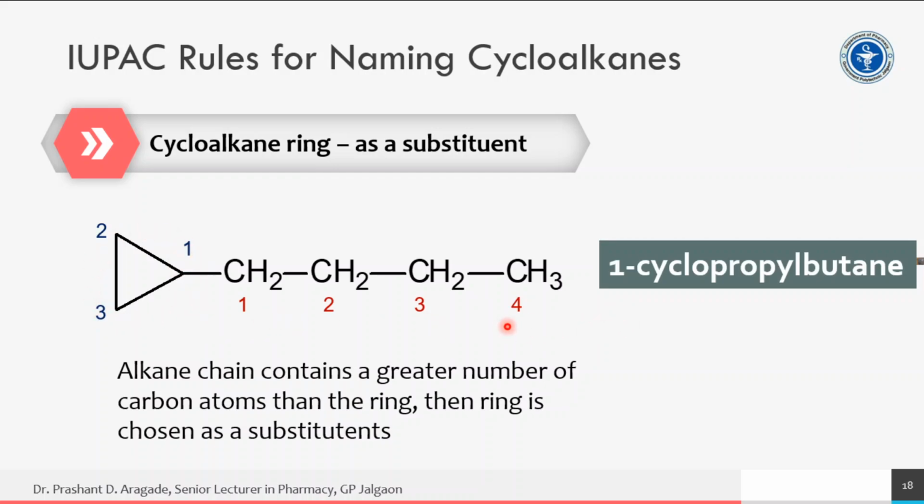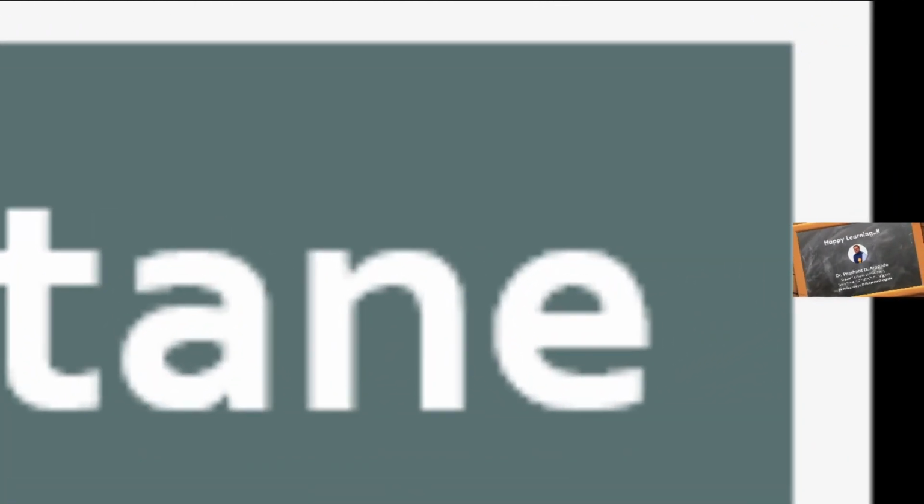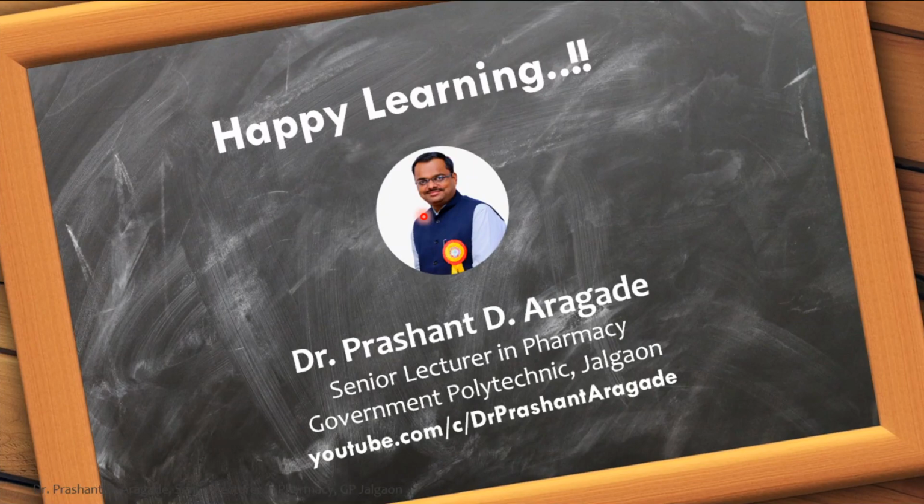So whenever the number of carbon atoms in the ring is less in the case of cycloalkanes as compared to the side chain, then that time this cycloalkane ring acts as a substituent. So this is all about the IUPAC nomenclature rules for the cycloalkanes.